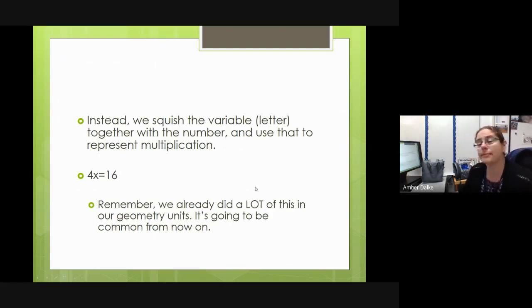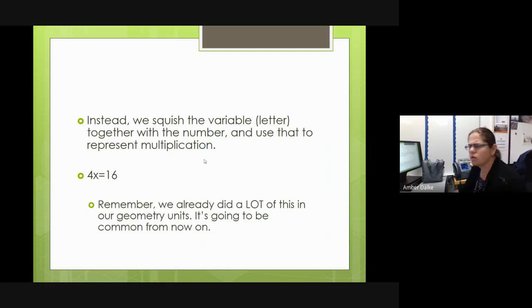Okay. Remember, we already did a lot of this in our geometry units, right? Area is BH, base times height. Area of a triangle is BH divided by 2, base times height divided by 2. When we did area of circles, we said pi r squared. We didn't have to say pi times the radius times the radius. We've got shorthand for this now. It makes it quicker to write. It's a little bit easier on your hand as long as your brain remembers what it means. Okay, so this is going to be common from here on out, all the way through high school, straight through university. We're going to be doing this.